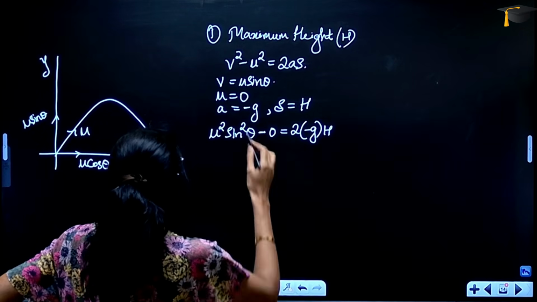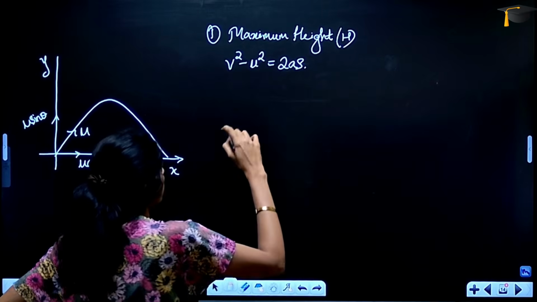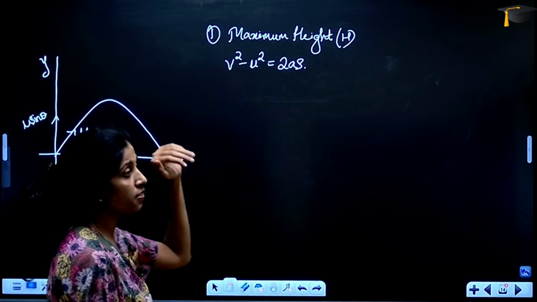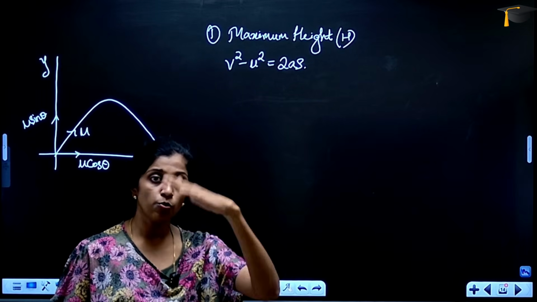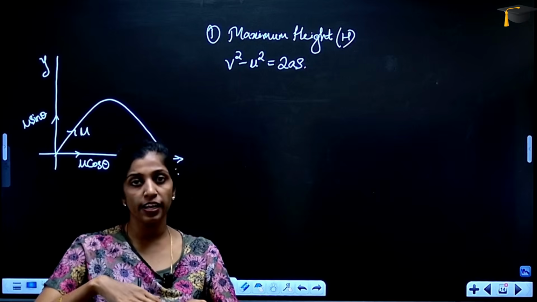Oops, I'm so sorry. Final velocity is 0, right? One second. So here, we are taking the equation v square minus u square equals 2as, since it is a maximum height. So take only the vertical direction. Okay, it's a height we are talking about. That's the reason you look only at the y-axis.